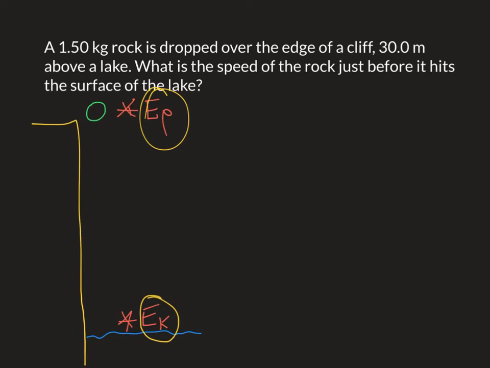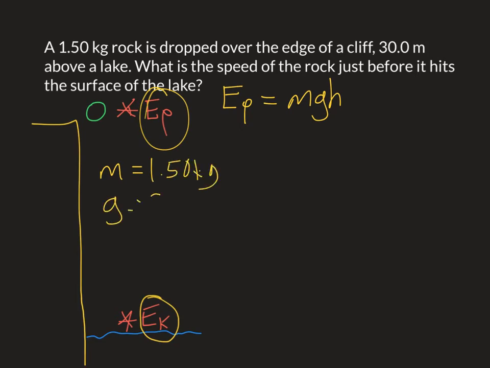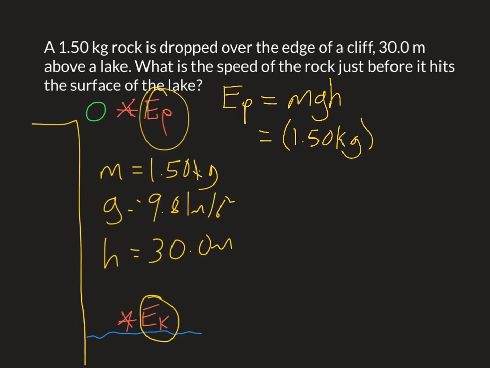All right, so what we want to find is how much potential energy it has. Okay, so we want to find its potential energy, which is mass times gravity times height. We know that this thing's mass is 1.50 kilograms. We know gravity is always 9.81 meters per second squared. And we know that its height is 30 meters. All we're going to do is plug those into our gravity formula. So I'm going to go 1.50 kilograms times 9.81 meters per second squared.